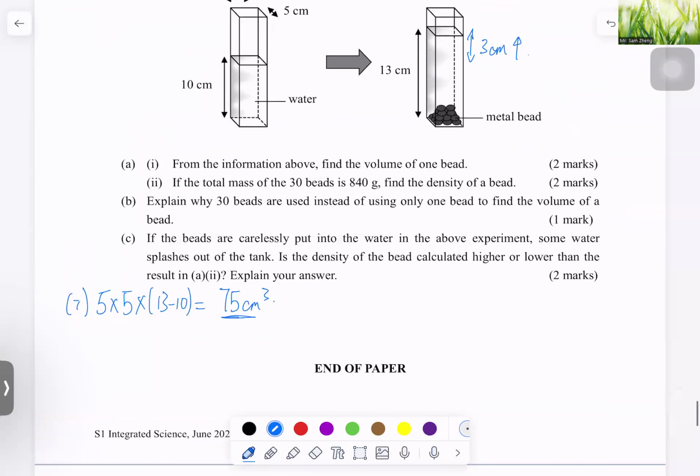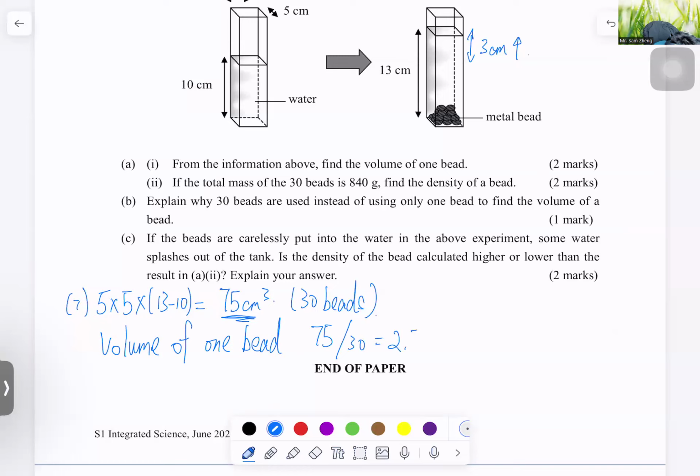This time, this 75 would be the volume of the 30 beads. Then for each of them, 1 bead, the volume of 1 bead, how can we find it out? In this case, we can simply use 75 divided by 30, therefore it should be 2.5 cm cube.